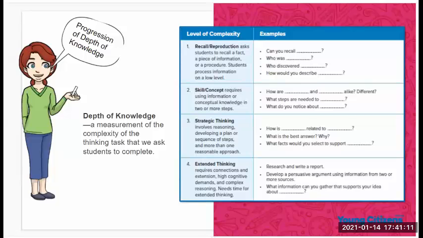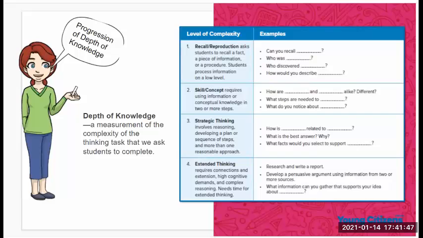The last piece that Nystrom Young Citizens has utilized is called depth of knowledge. This is a measurement of the complexity of the thinking task we ask the students to complete. The level of complexity is revealed through questions. So a level 1 of depth of knowledge would be questions such as, what can you recall? Who was? Or how would you describe?